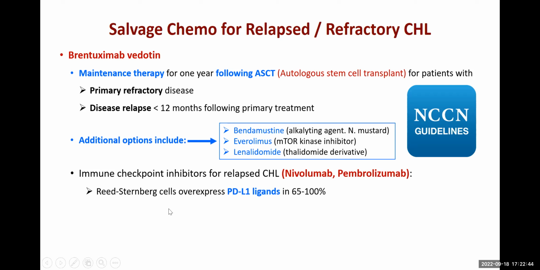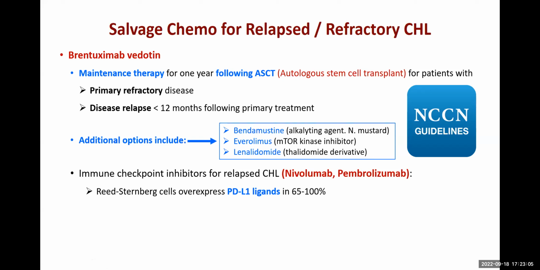So Reed-Sternberg cells overexpress PD-L1 ligand. So what's the problem with this? PD stands for programmed cell death ligand. What is this ligand doing? Okay, so in 65 to 100% of the cases, it is expressing this ligand.